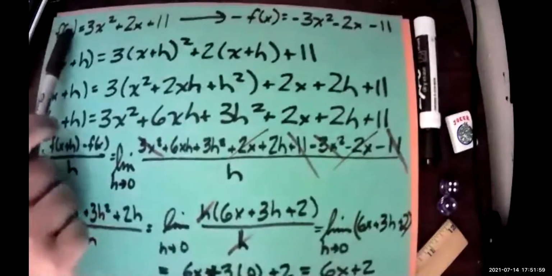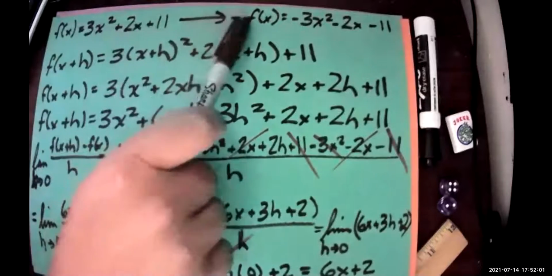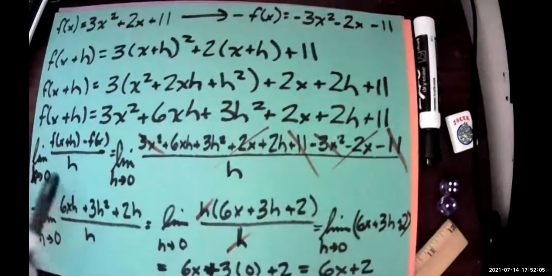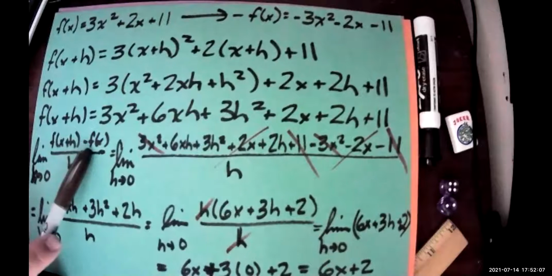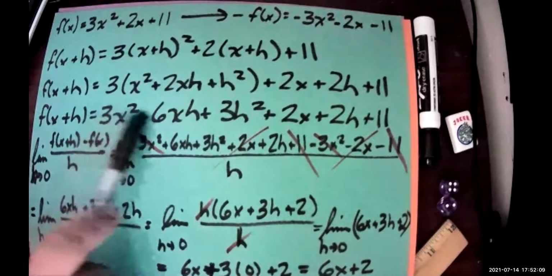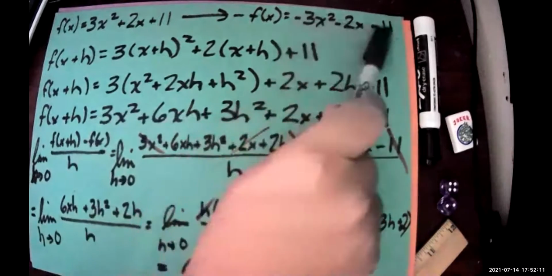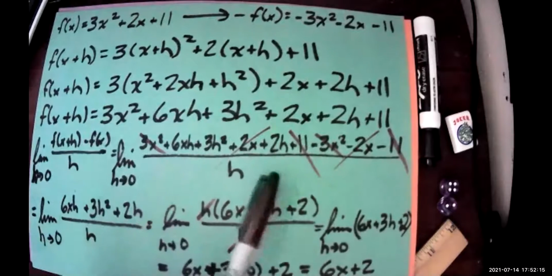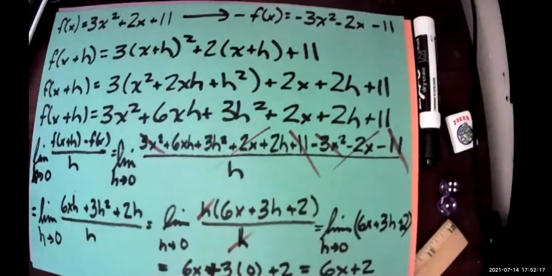Also, by the way, if this is f of x, then negative f of x is going to be this. So to figure out f of x plus h minus f of x, I would just basically do all of this and then all of this. So here it is, all in a perfect row. Okay, and then I try to cancel things out. As you can see, there's several terms to cancel out.